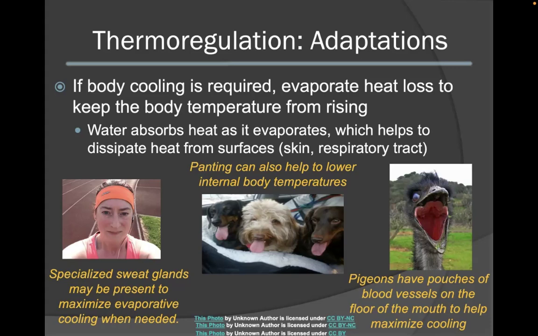Pigeons, for instance, as well as other birds, have pouches of blood vessels on the floor of their mouth that can also help to maximize cooling, especially in arid or dry and hot environments.